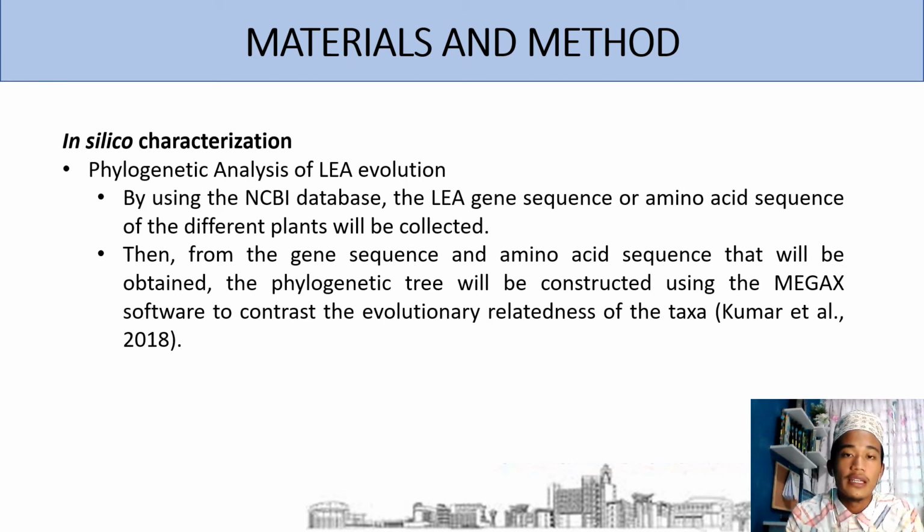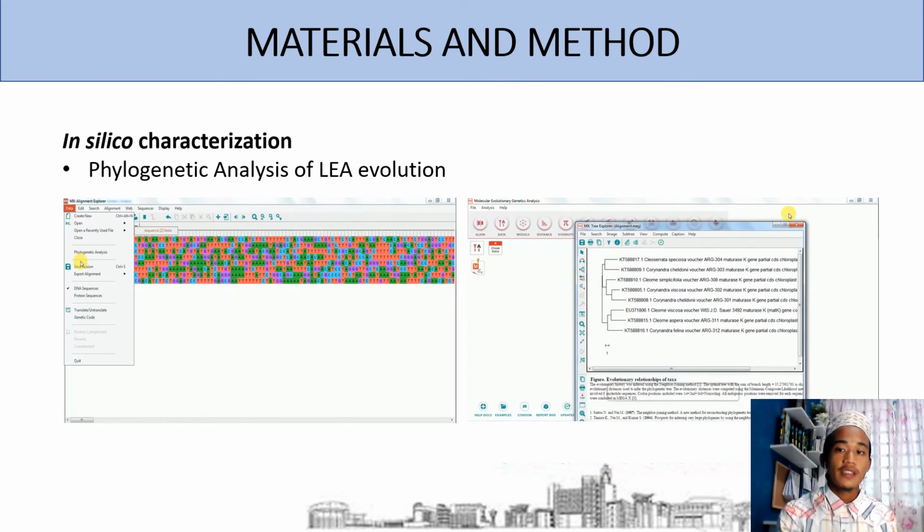After we conduct the data mining and identification of the LEA gene in Kelampaian, the phylogenetic analysis of LEA evolution will be done. By using the NCBI database, the LEA gene sequences or amino acid sequences of different plants will be collected. Then, from the gene sequences and amino acid sequences obtained, the phylogenetic tree will be constructed using the MEGA X software to contrast the evolutionary relatedness of the taxa. As we can see here, this is the preview of the MEGA X software. The gene sequence will be uploaded in the FASTA format to create the phylogenetic tree.